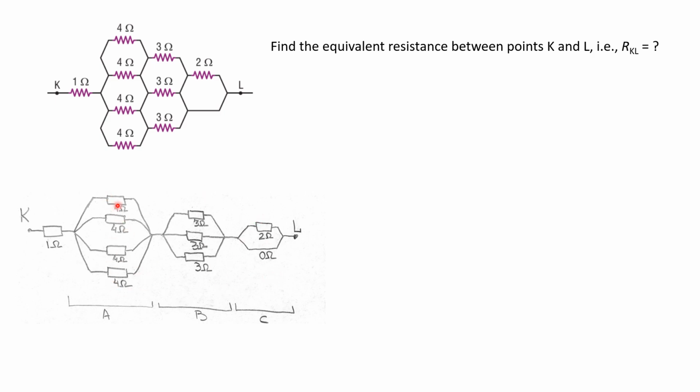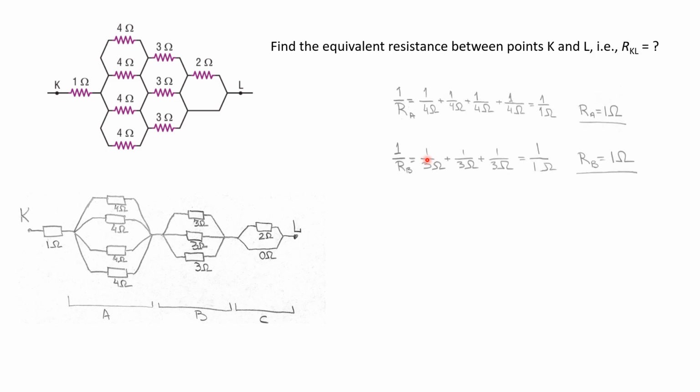resistances. So since these are all parallel with respect to each other, we can just use the formula for parallel resistance, and for part A we find it's 1/4 ohm added to each other 4 times because there are 4 of them. We get the resistance of this network to be 1 ohm. Same with B, 1/RB equals 1/3 ohms plus 1/3 ohms plus 1/3 ohms comes out to be 1/1 ohm. RB is 1 ohm. Okay, so what about this one?